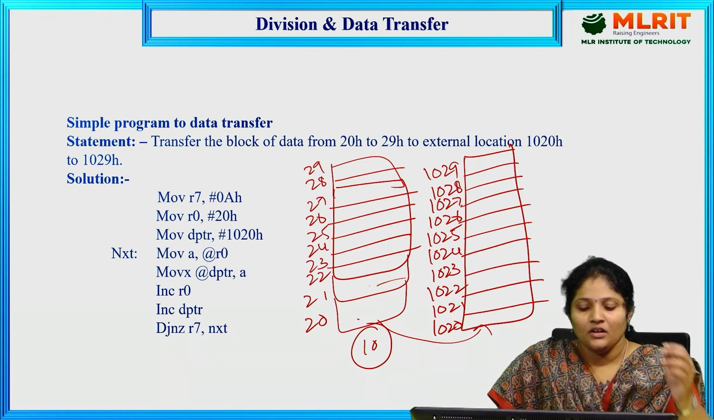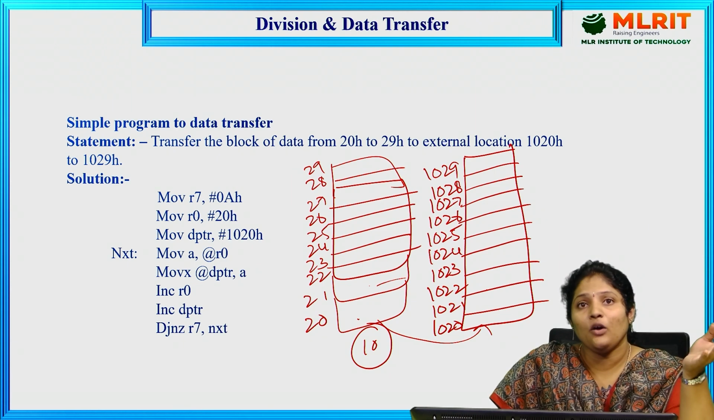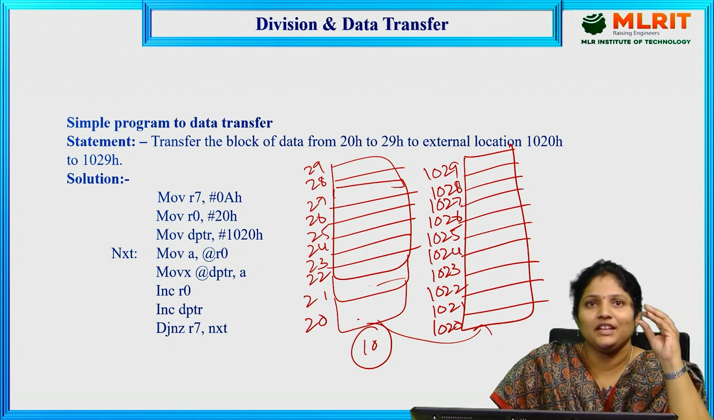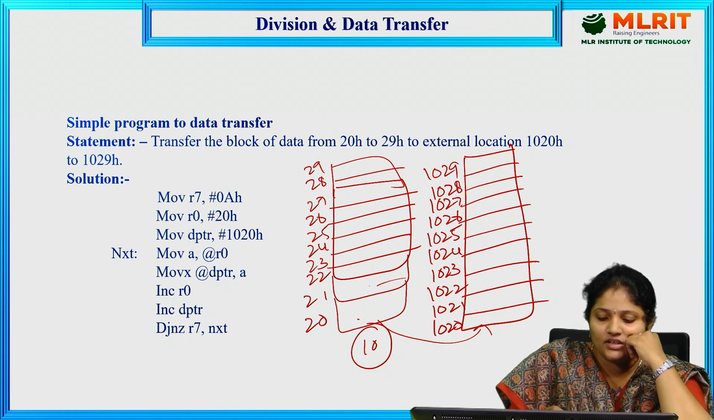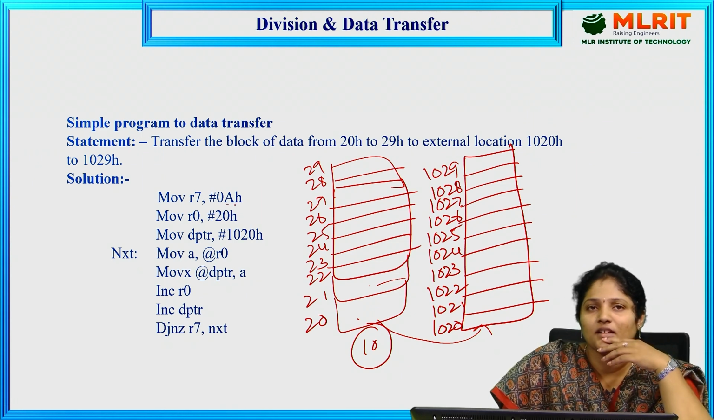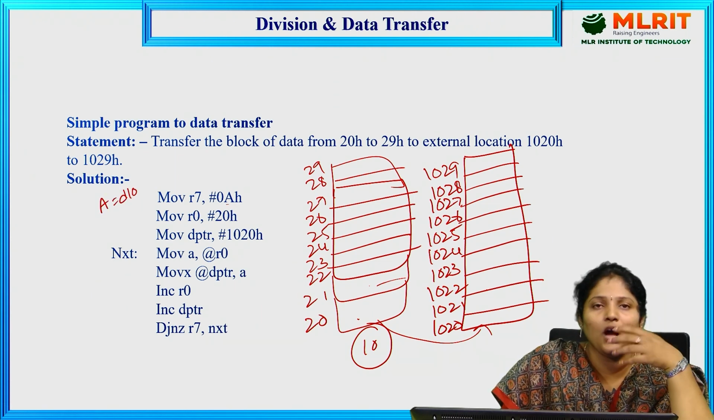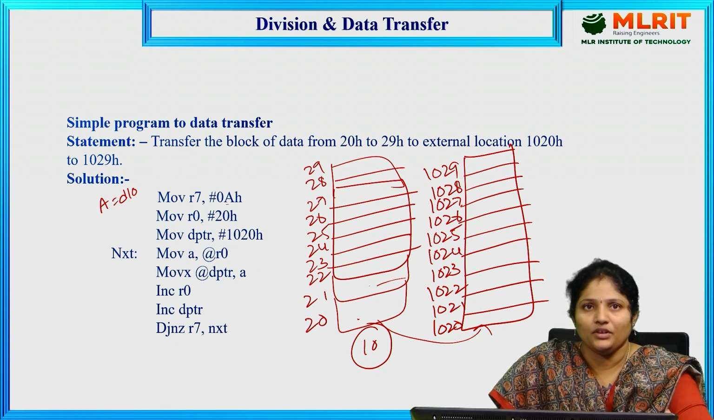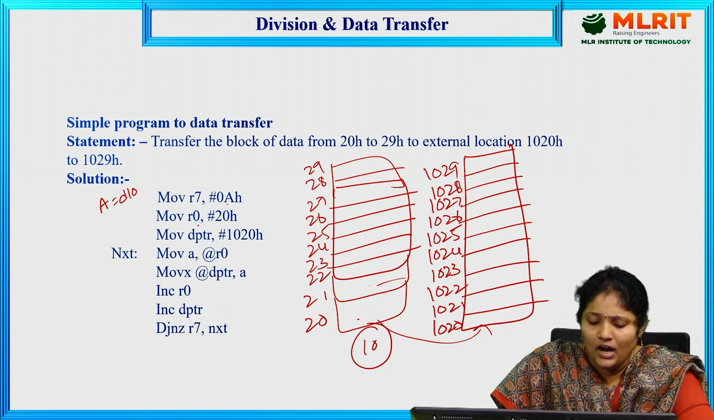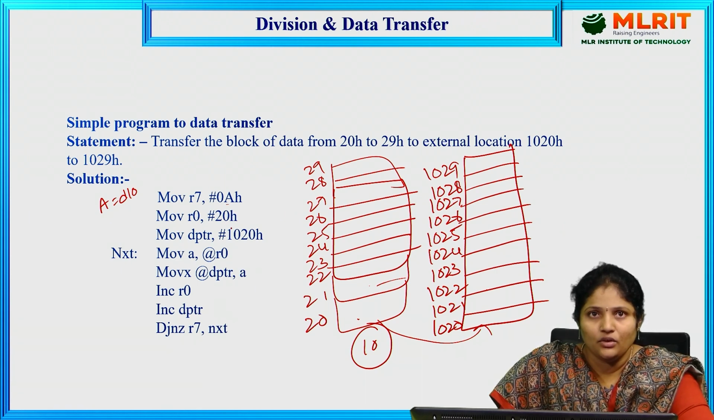Let's see. First of all, we need to transfer how many blocks of data? 10 blocks, so 10 bytes of data. That's why I'm keeping a count of 10 in the R7 register. 0A, A in hexadecimal represents 10, right? So A is decimal 10. It is a loop count. We are keeping it as a count. Now, MOV R0, #20H. So we are moving the address 20H to R0.